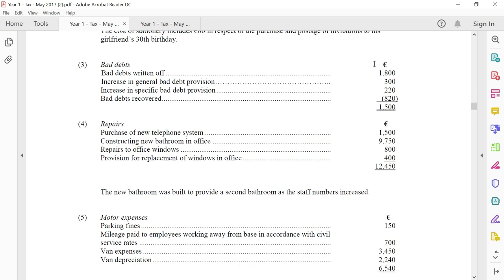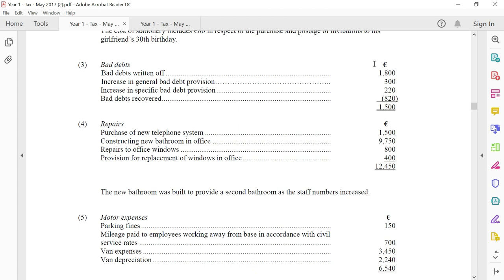So I will never disallow any specific provisions. There's no problem with them. What I do have a problem with is my general bad debt provision. That's creating an estimate of what I think people might not pay me in the future. And it's usually a percentage. Let's say 5% of people won't pay me. Well, that's very general. It's not specific.